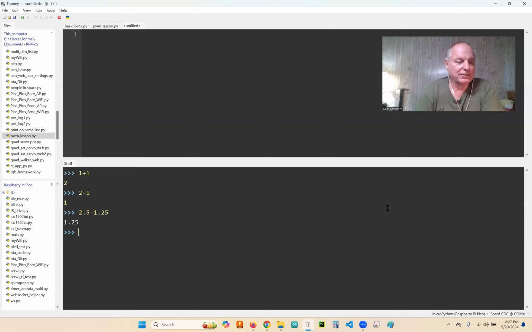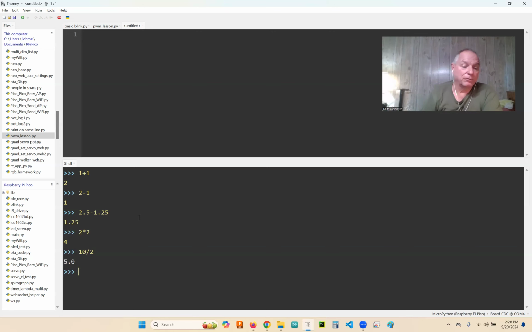Multiplication works exactly the same, but instead of using the X or the times sign that we're used to, we use the asterisk key. So if we wanted to say 2 times 2, then we get 4. So the asterisk key is the thing. And the divide key is the forward slash. So if we did 10 divided by 2, it's going to be 5.0.